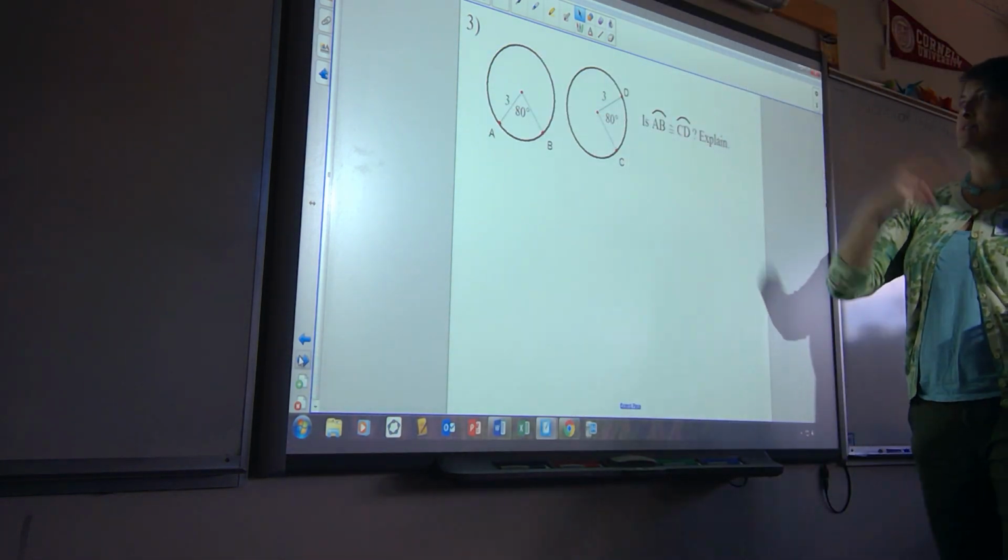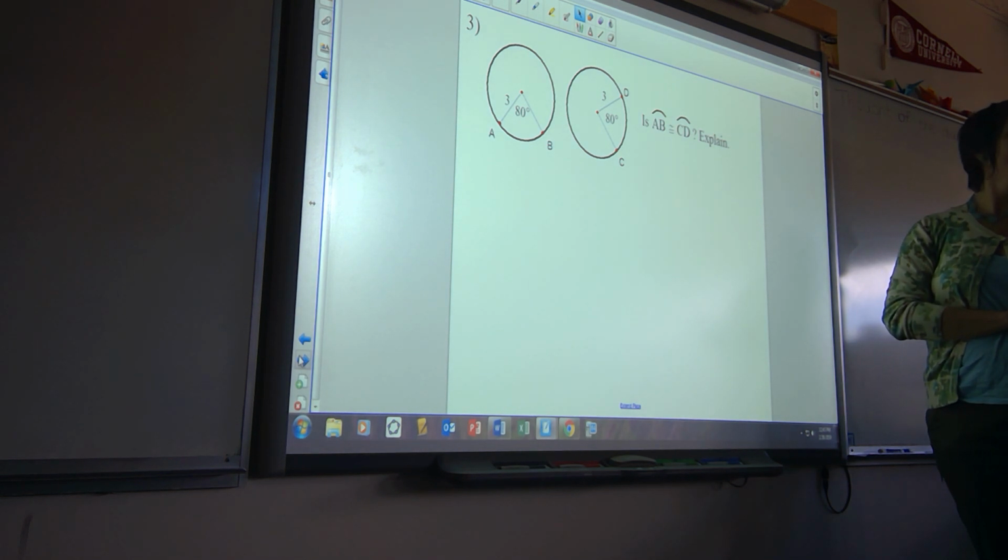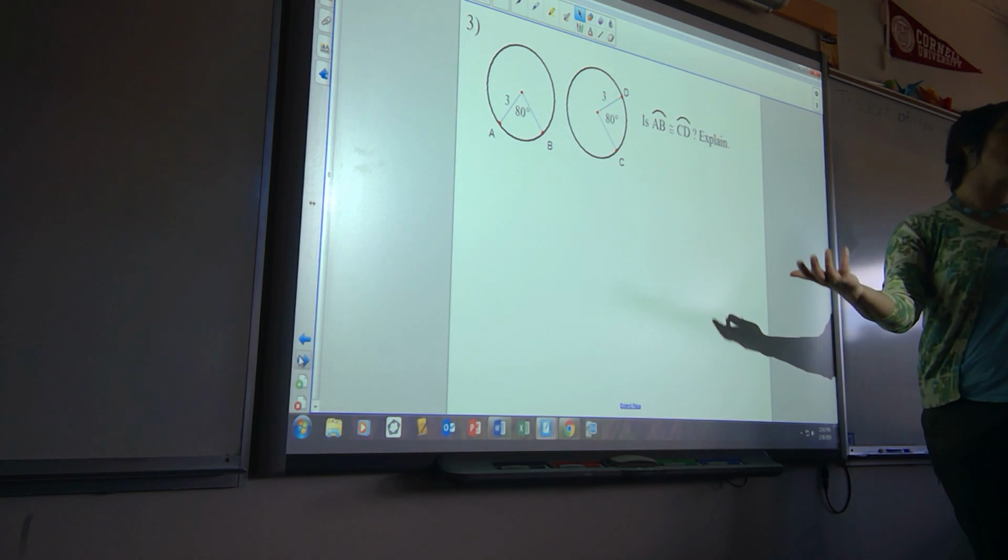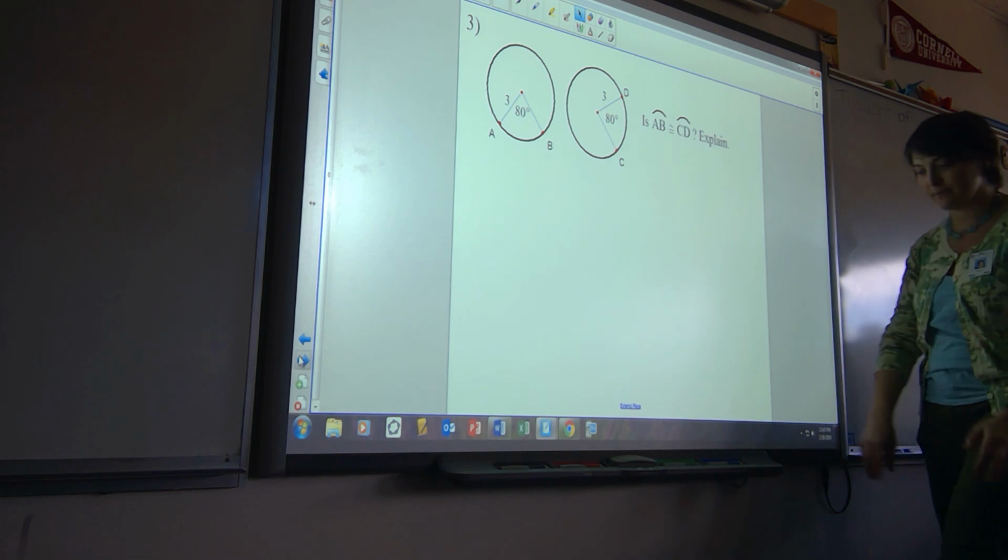All right, so then what about this? Are those arcs the same? Yes, because they come from congruent circles. The radii are the same and the central angle is the same.